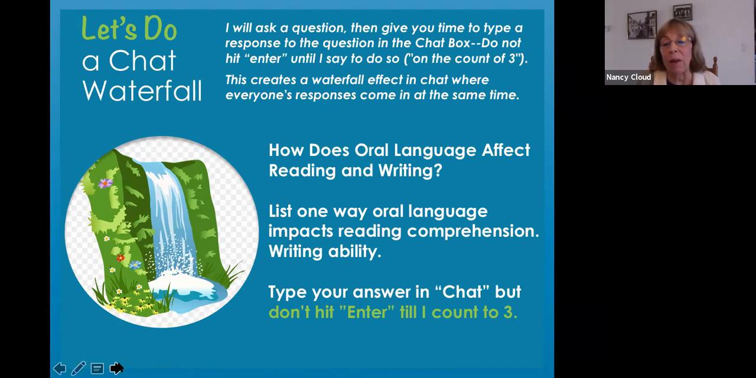So everybody go ahead and type your answer. Just one way that you know that oral language affects reading and writing, type it in the chat, but don't hit enter till I count to 3. Let me give you a minute to type your answer. Okay, and 1, 2, 3.